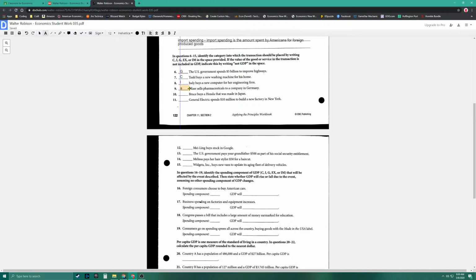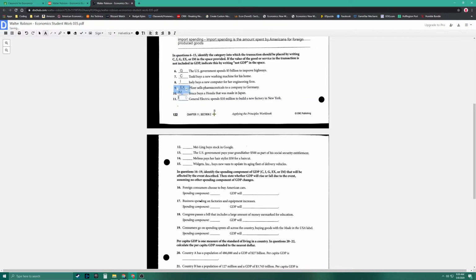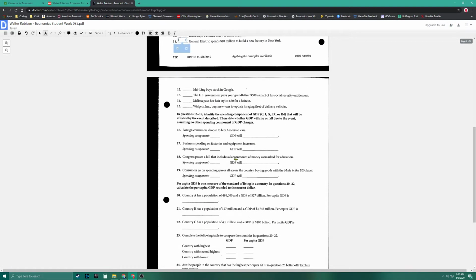Pfizer sells pharmaceuticals to a company in Germany, which there's a Pfizer right here in Michigan. So that's an EX because the Germans are buying those products. Okay, then we've got Bruce buys a Honda that was made in Japan. That's an import. We've got General Electric spends $10 million to build a new factory in New York. So that is I for investment. Then we've got Mei Ling buys stock in Google. Okay, so it's stock, right?